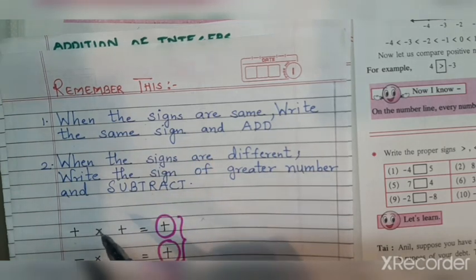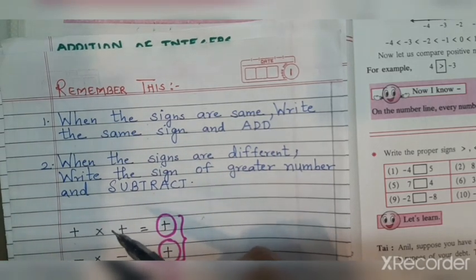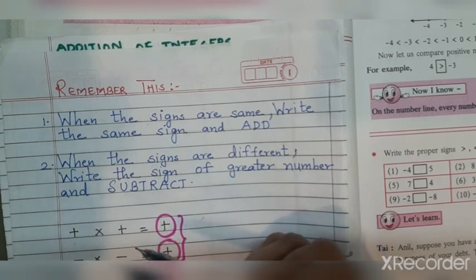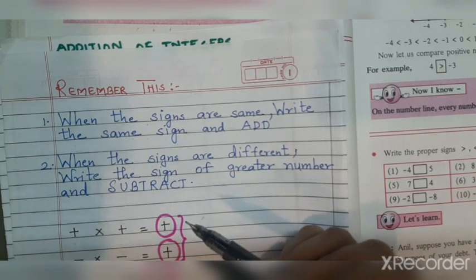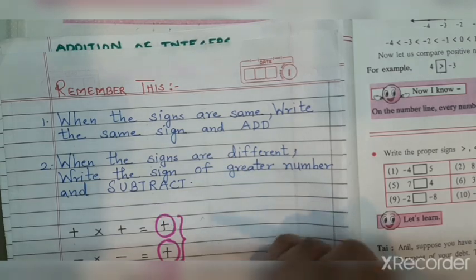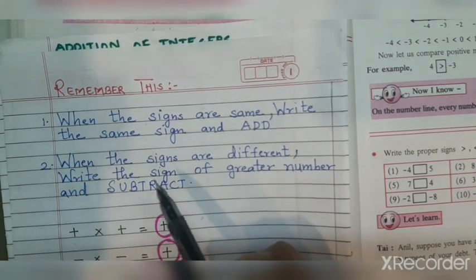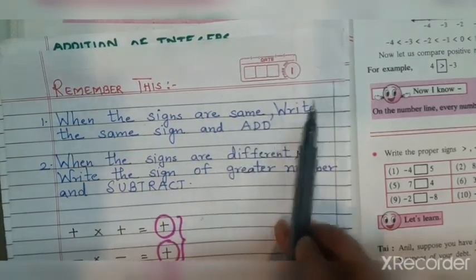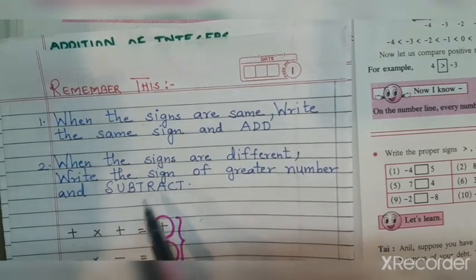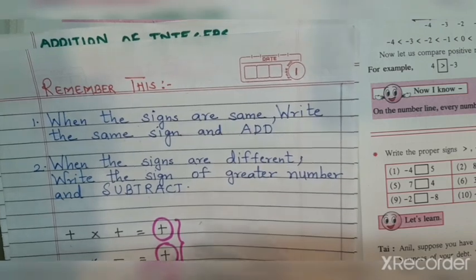I am reading it again for you all. Initially, maybe when you have not learnt it, you may need to look at the statement. But once you learn it by heart, it's there in your head. So whenever you are solving any integer, you're just going to read it out and then accordingly solve. When the signs are same, write the same sign and add. When the signs are different, write the sign of greater number and subtract.